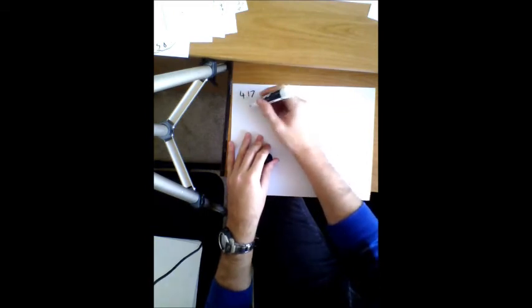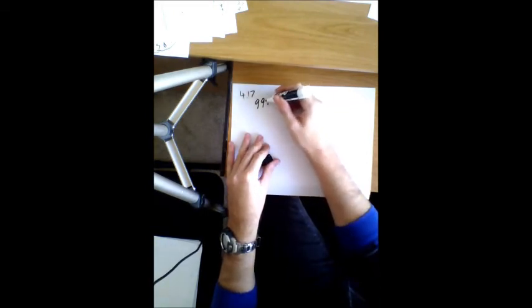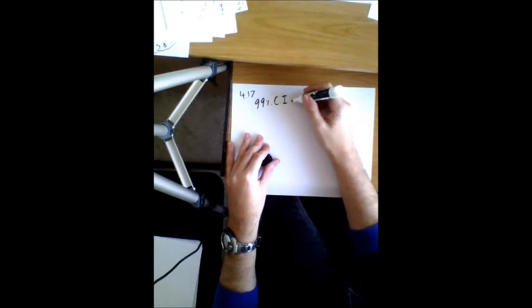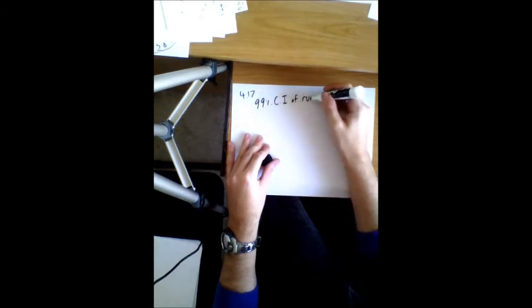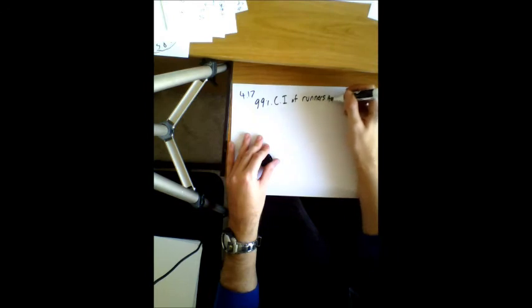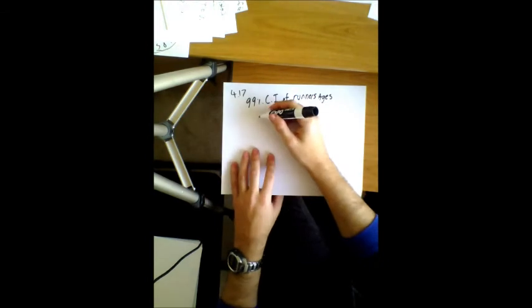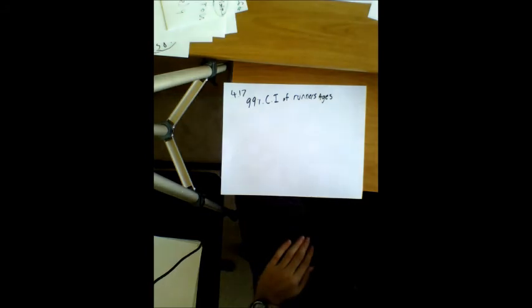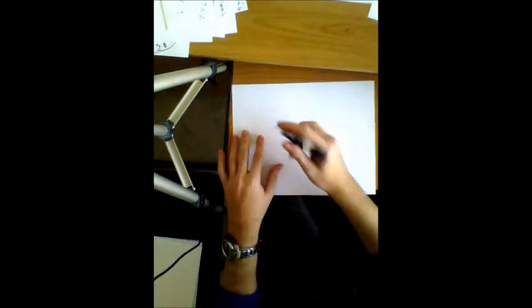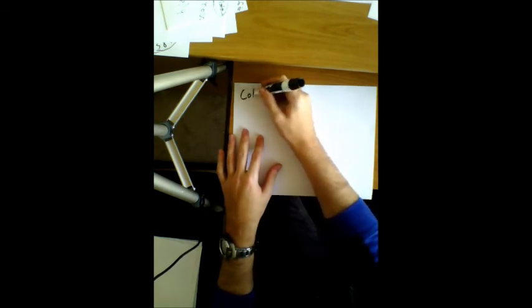So this is 4.17. We want to go ahead and find a 99% confidence interval of the runner's age. So we're given that, scratch that. Let's just move on to this one. So this will kind of give you some idea of how this is actually used.